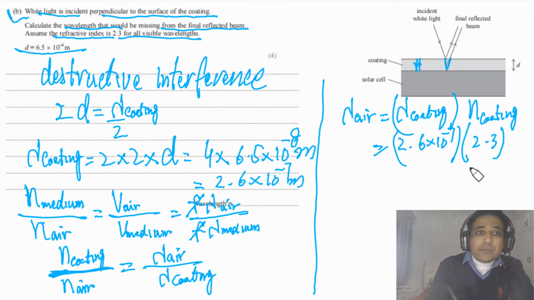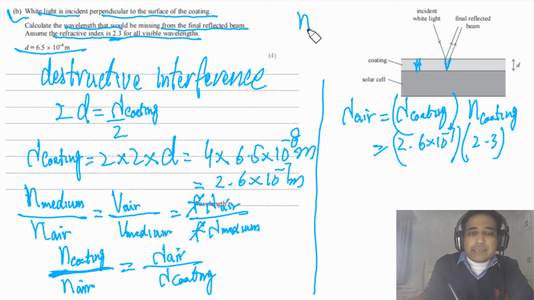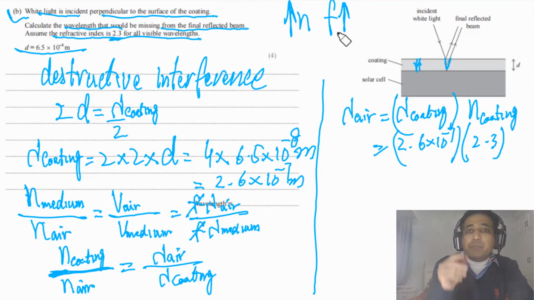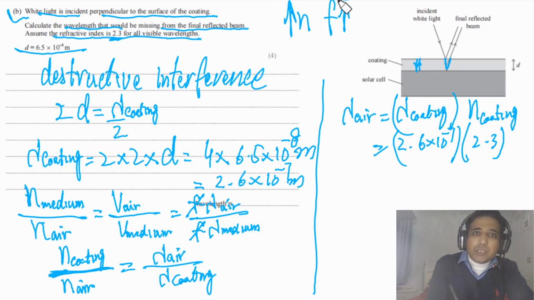2.3. One thing you need to understand: they have given you that the refractive index for all wavelengths is equal to 2.3, but refractive index increases if the frequency increases. So it means that blue color has a higher refractive index as compared with red color. This point is also very important to keep in mind. Maybe they can ask you next time.